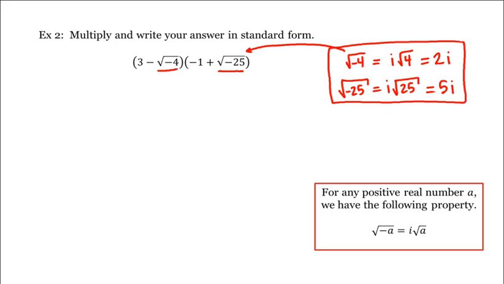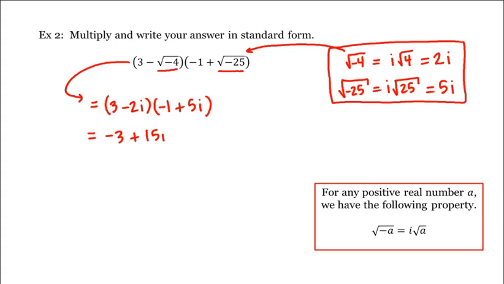And putting these into here gives us that this is equal to 3 minus 2i times -1 plus 5i. And now we can FOIL. This is equal to 3 times -1, which is -3, plus 3 times 5i, which is 15i, and then plus -2i times -1, which is positive 2i, and then -2i times 5i, which is -10i squared.